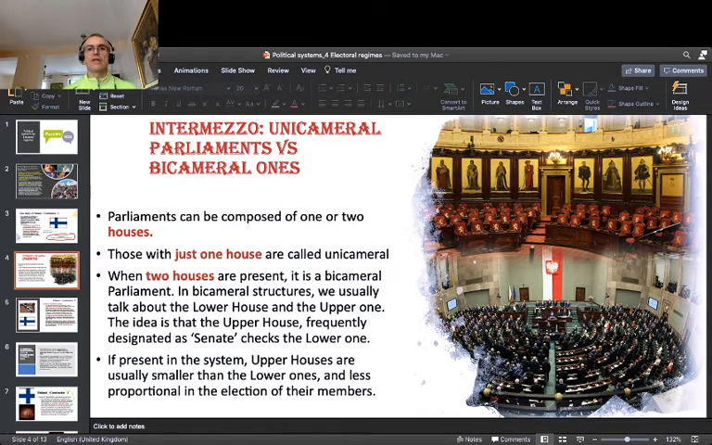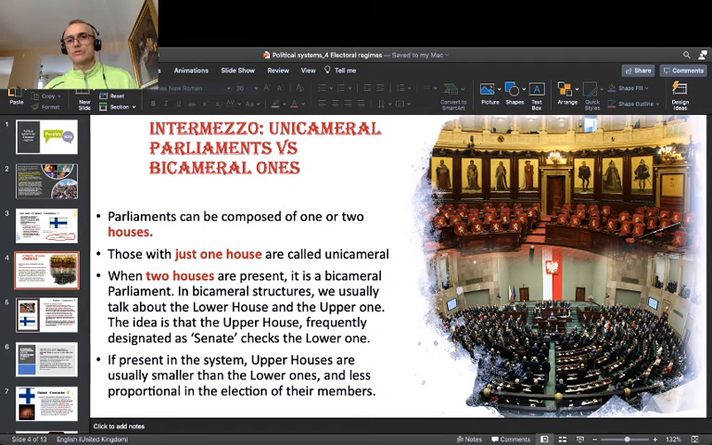So, the usual solution is that a political system or a country can decide whether they want to have one house in the parliament or two houses. When we have just one house, it is a unicameral system, such as in Finland. When we have two houses, it is a bicameral system, and then usually those houses are called lower and upper.